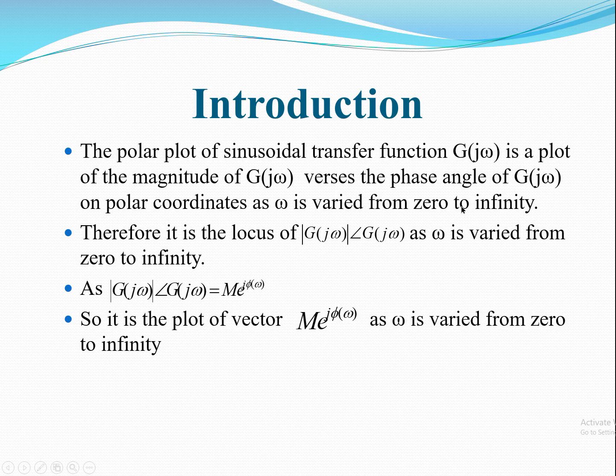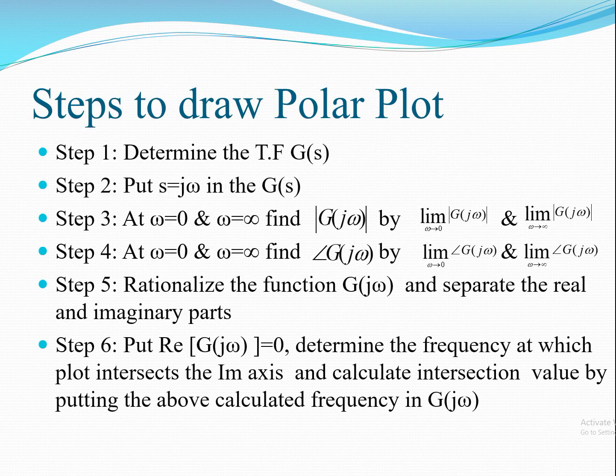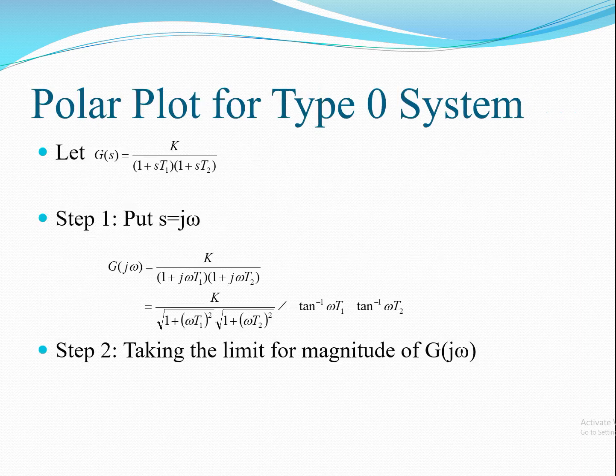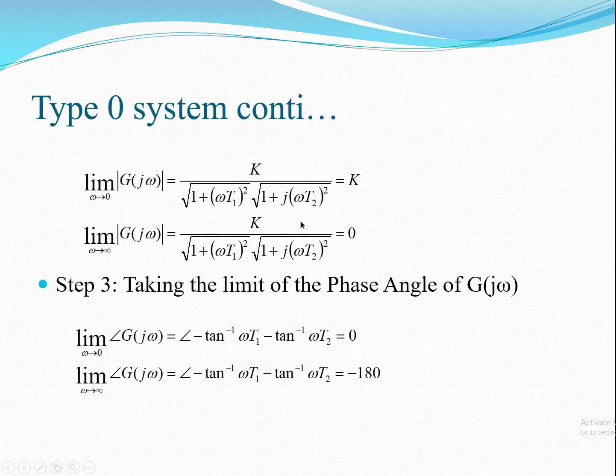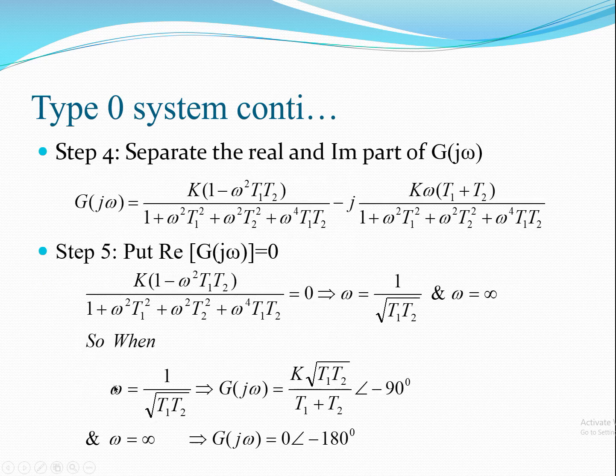So what we have to do is take one axis as your magnitude axis and one axis as your phase angle. Okay, so we will be having a starting and ending point. What is the starting and ending point for our function? For magnitude, starting is k, ending is 0. For the phase angle, starting is 0 and ending is minus 180. During this journey, it is going to intersect with the real axis as well as the imaginary axis. First we have to find the intersection with the imaginary axis.